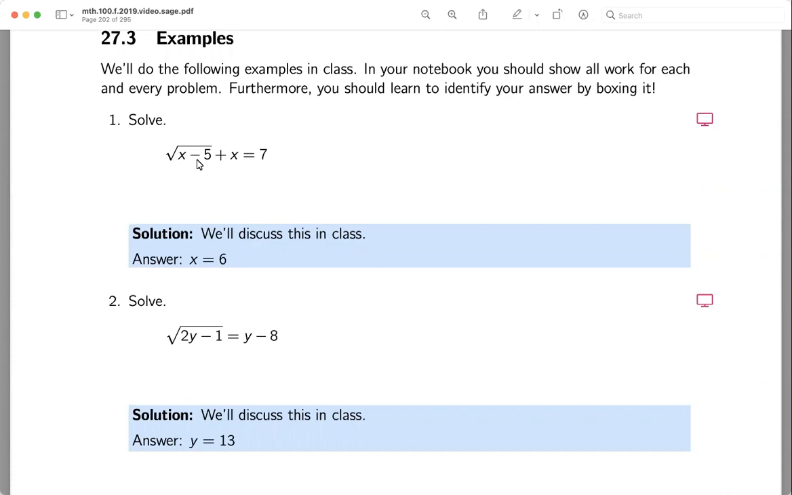I do want to caution you, though, when you do get an answer, please check your answer, because the operations that we're doing, either by raising both sides to some integer power or multiplying both sides by the LCD, may introduce an extraneous solution we have to check for.